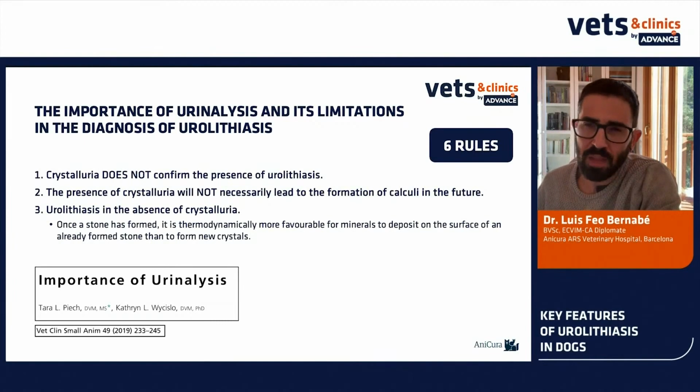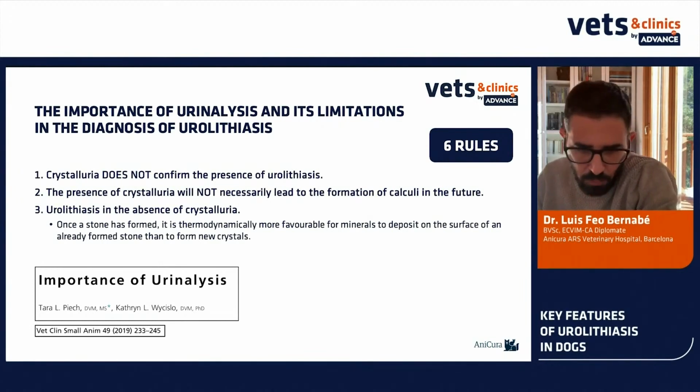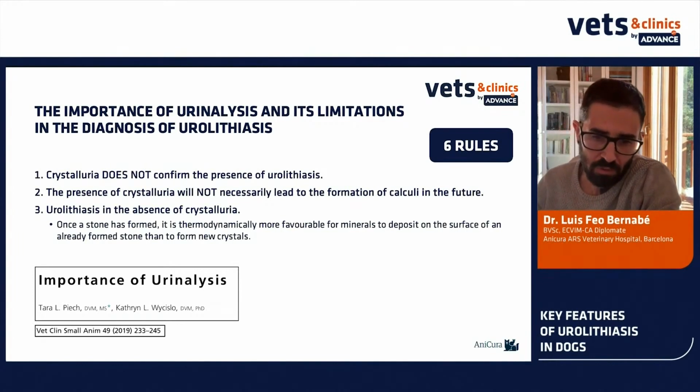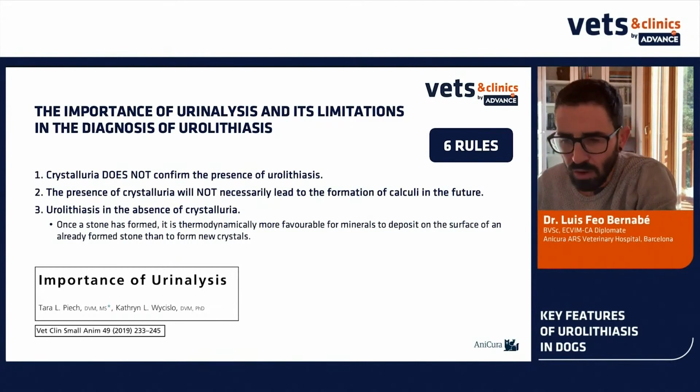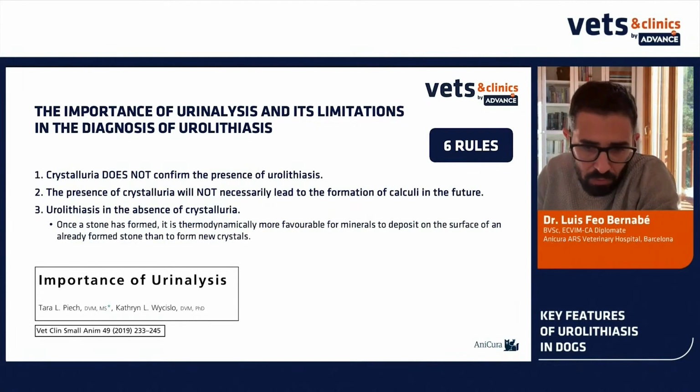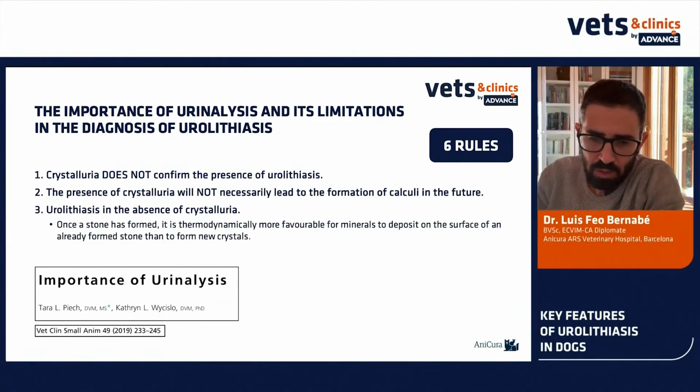Also, rule three, sorry, is that sometimes you find urolithiasis in the absence of crystalluria, because once a stone has formed, it is thermodynamically more favorable for minerals to deposit on the surface of an already formed stone than to form a new crystal. That's why sometimes we have in the radiographs or in the abdominal ultrasound one urolith, but you don't find crystals, and that's important to remember.